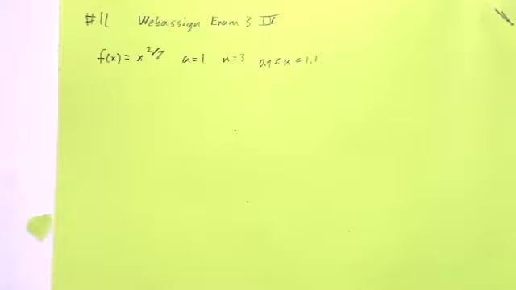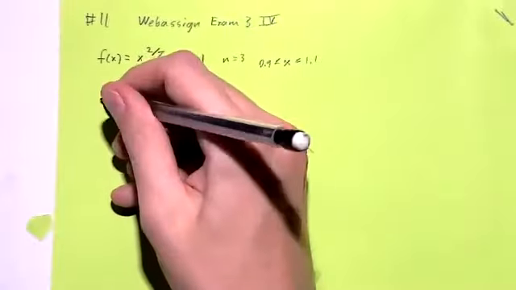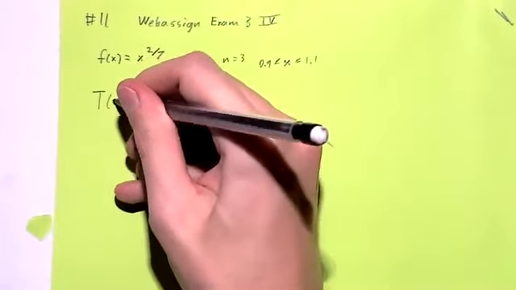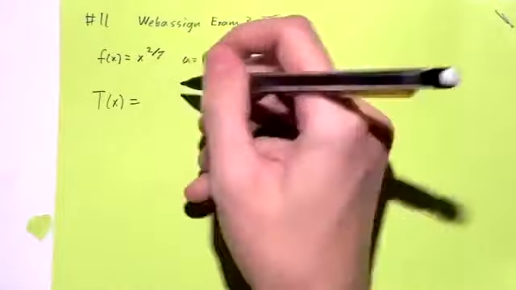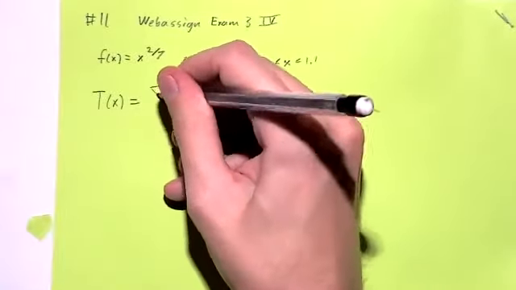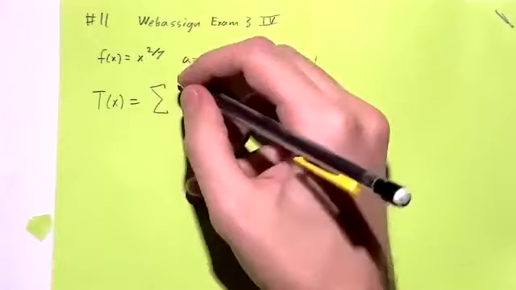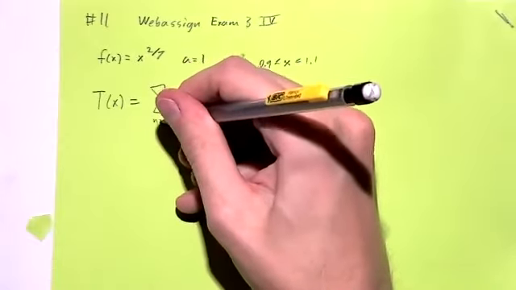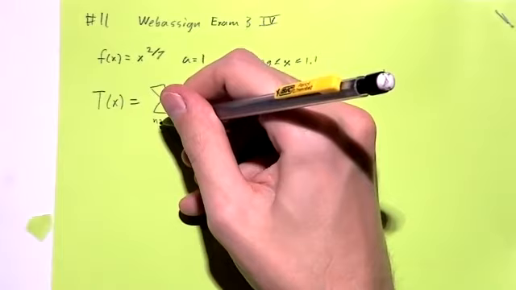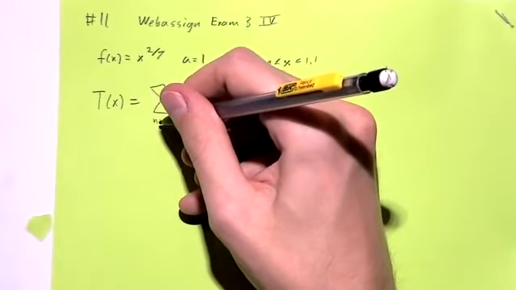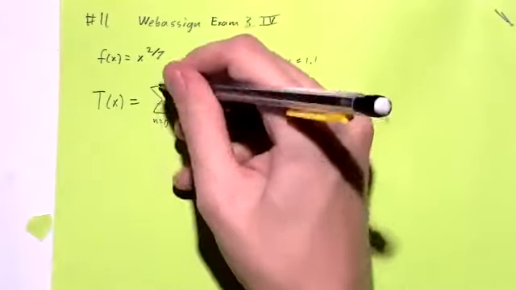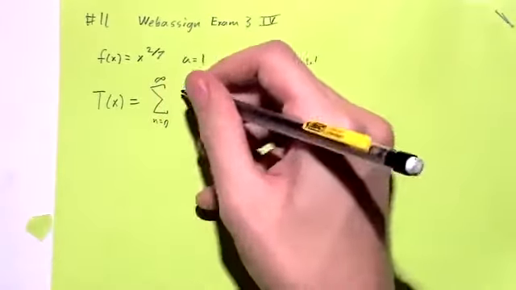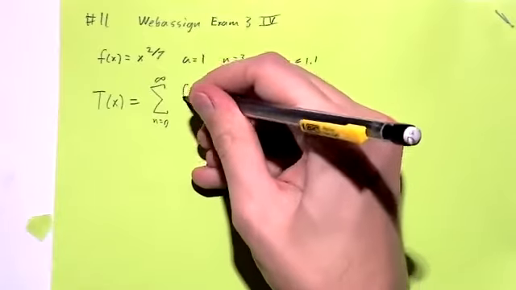Okay, so the formula for a Taylor series is going to be the summation, and this is going to be from n equals, do you go 0 first or 1? Wait, I can easily do this. We do go 0 first, yep. All right, and then we have f.